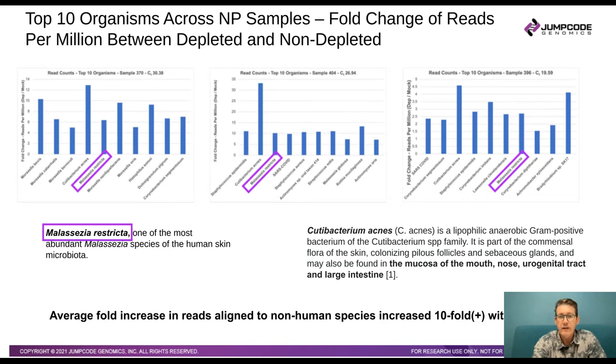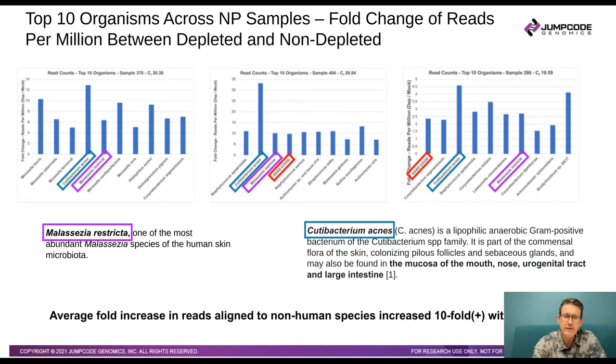Also, when we look at Cutibacterium acnes, you can see that this was also seen in all three of the samples, and it is also a part of the commensal flora of the skin and can be found in the mucosa of the nose. So these are nasopharyngeal samples. Not surprising that we're seeing these in the top 10 organisms from a reads per million standpoint, but also good that we're seeing these in the top 10 organisms. So this is checking out here.